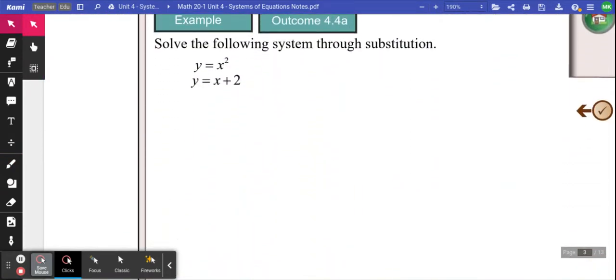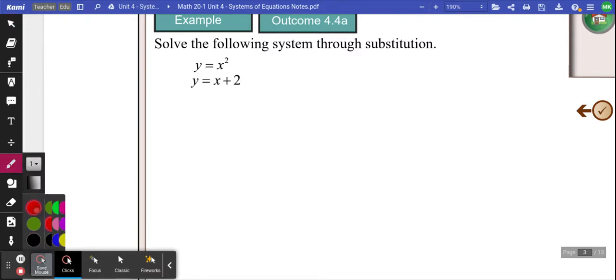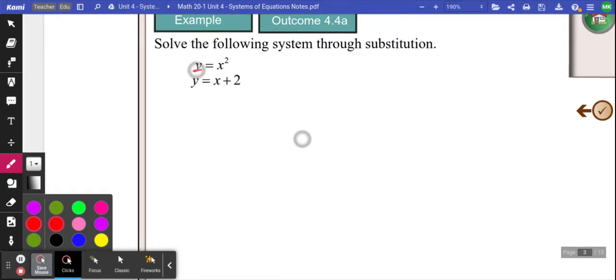Okay, here's another question. It says, solve the following system through substitution. First thing you want to do is get one letter by itself. Both of these equations are already by themselves, right? I have y equals x squared and y equals x plus 2. So they're both already isolated. So step 1 is complete. Step 2 is to take one variable and substitute it into the other. I'm going to say this y equals x to the power 2. Then I'm going to substitute that in for this y. So I now have x squared equals x plus 2.